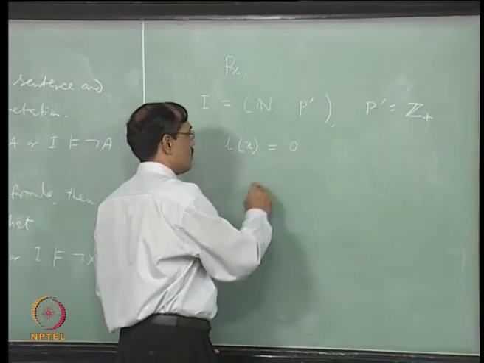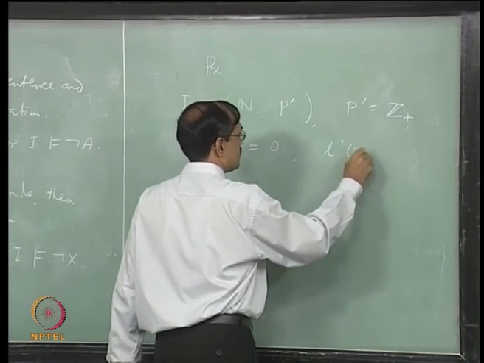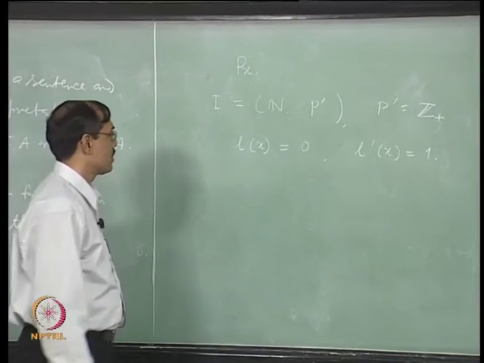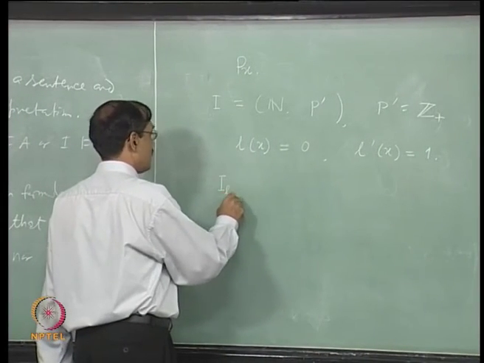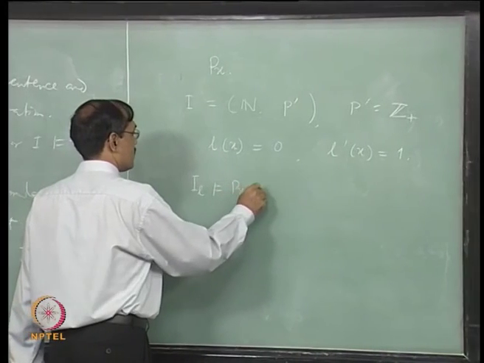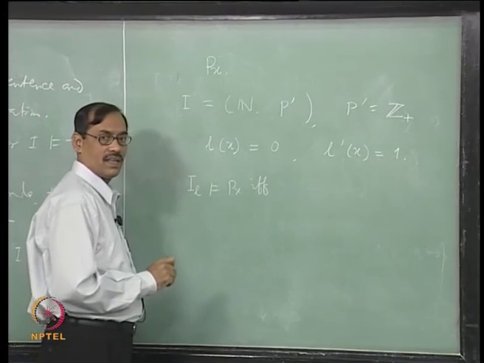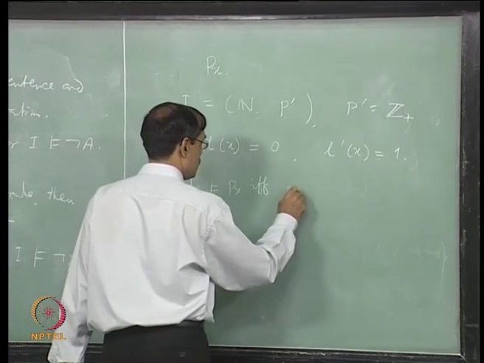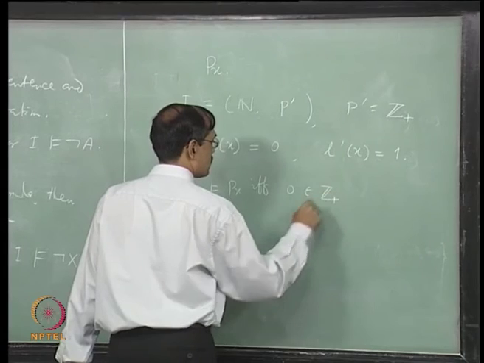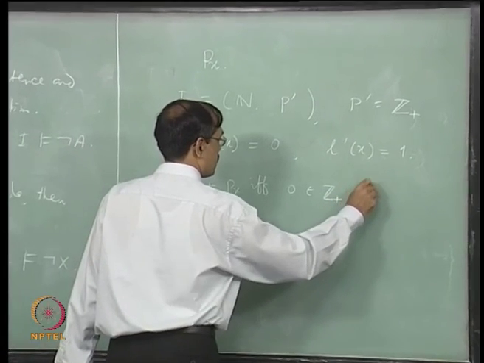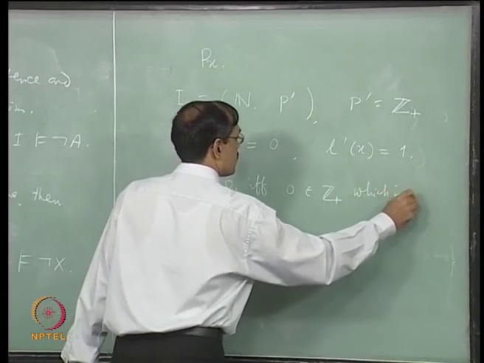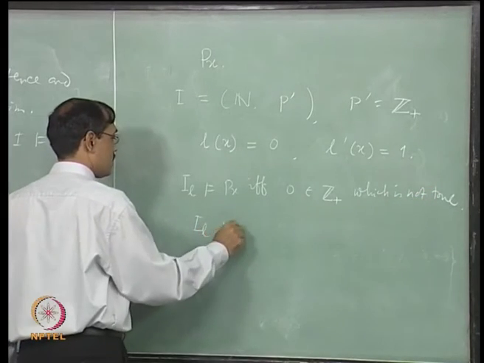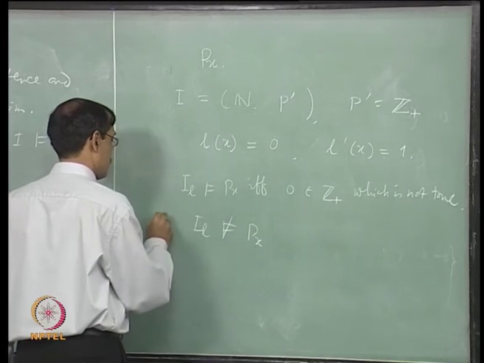In one case let us take 0, and in the other let us say L prime of x is 1. Then I L satisfies P x if and only if, what does it say? L of x belongs to P prime if and only if 0 belongs to Z plus, which is not true. So, we conclude I L does not satisfy P x.